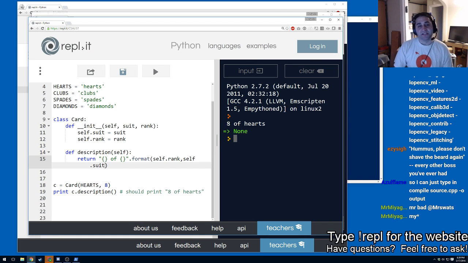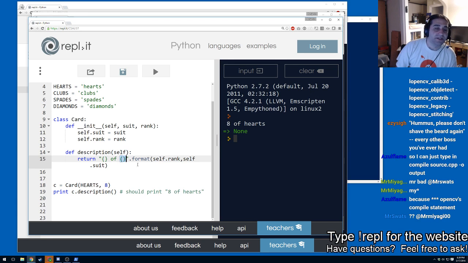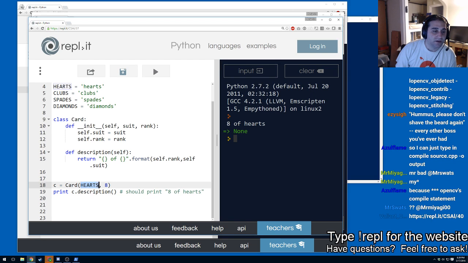So if I run this, you can see it says 8 of hearts, right? Because it takes the first curly brace and replaces it with self.rank, which is 8. The second curly brace is replaced with self.suit, which is hearts, because we called it with our little variable here, which is the string hearts. So yeah, that's totally awesome.